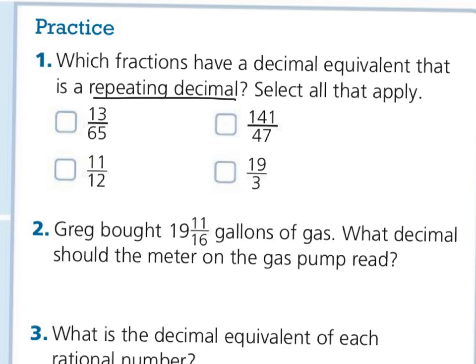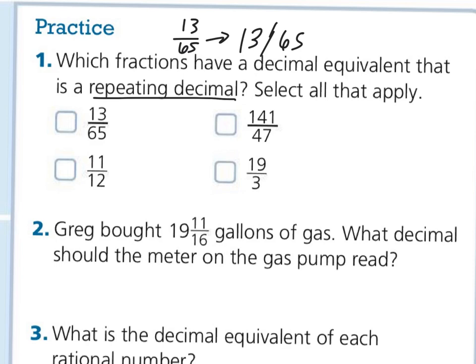So for the first one, 13/65, we could take 13 divided by 65. Now on your calculator, you're going to just type in 13 divided by 65. It's basically just taking the fraction and smushing it sideways because there's not enough room to write the fraction all on one line, or all vertically, I should say.